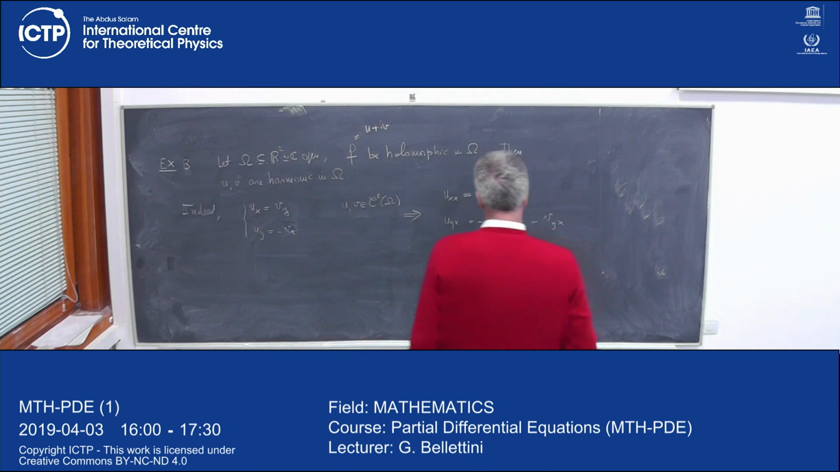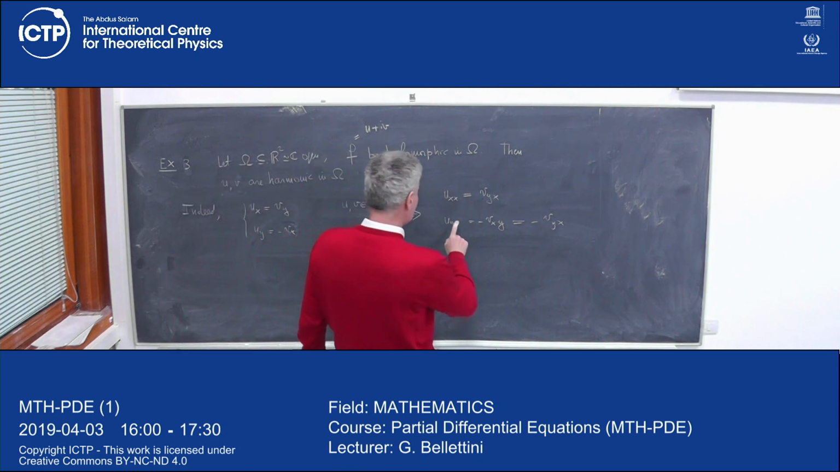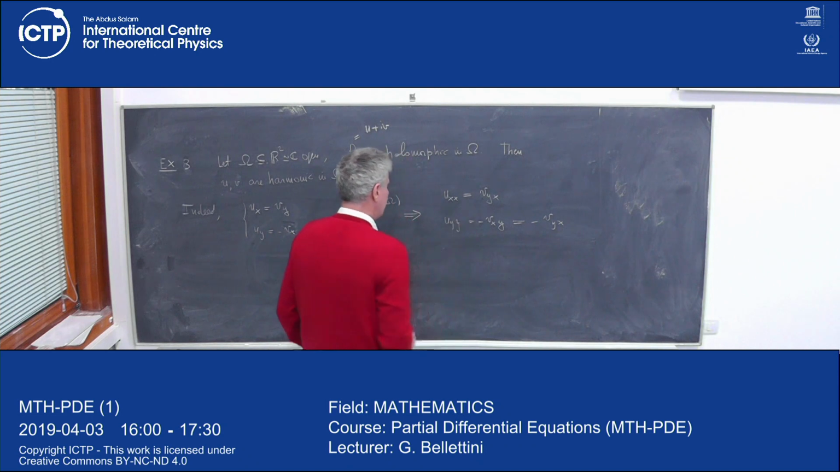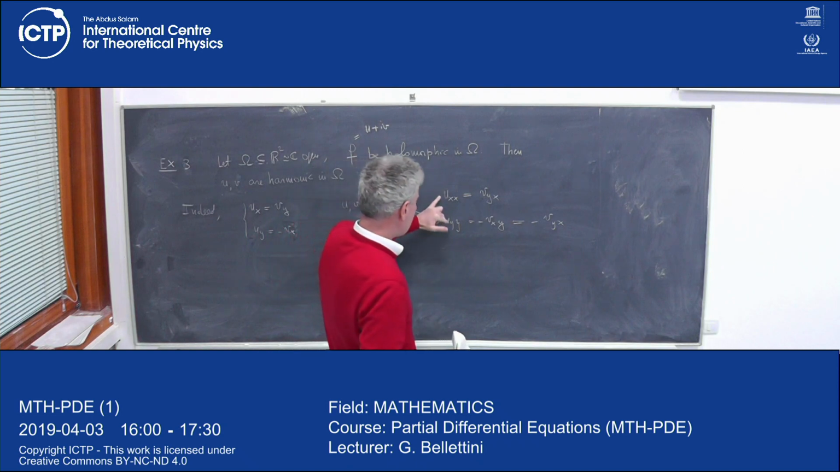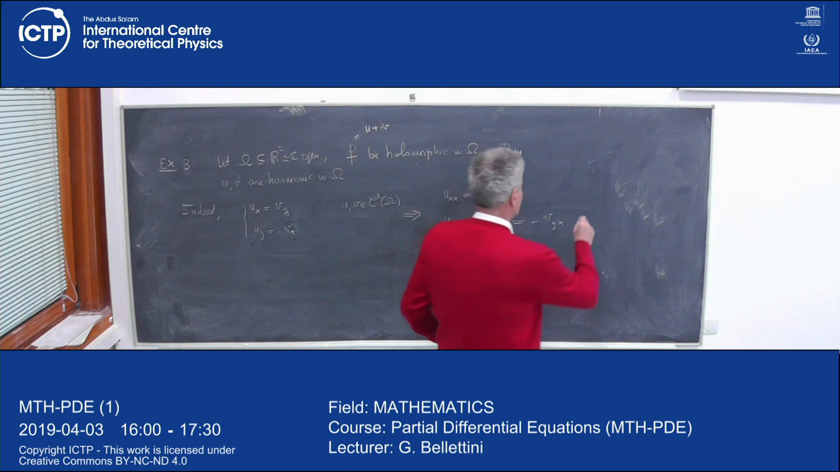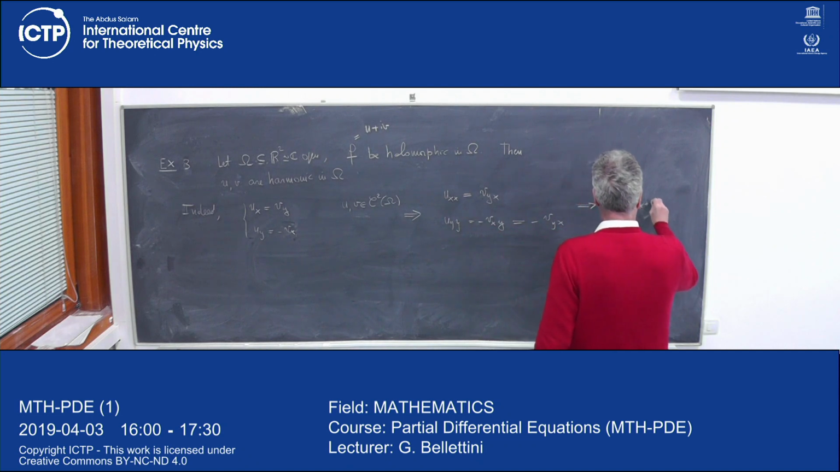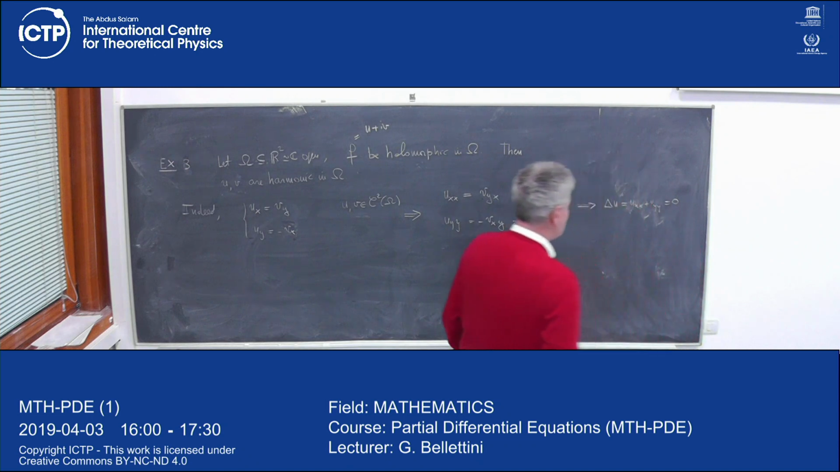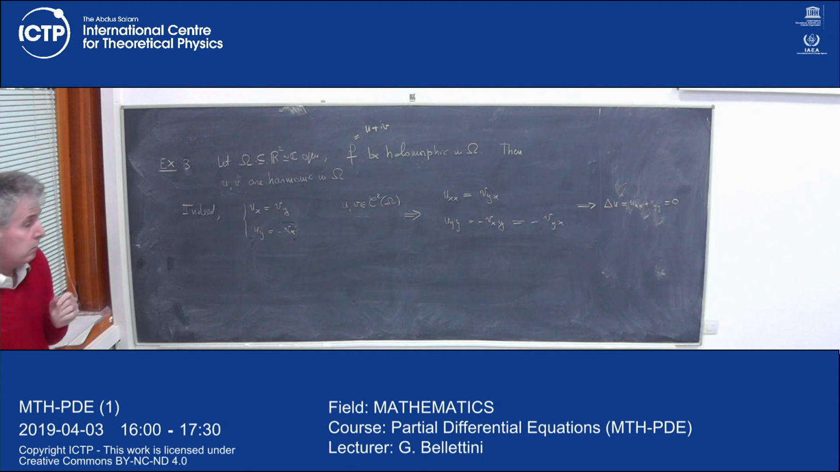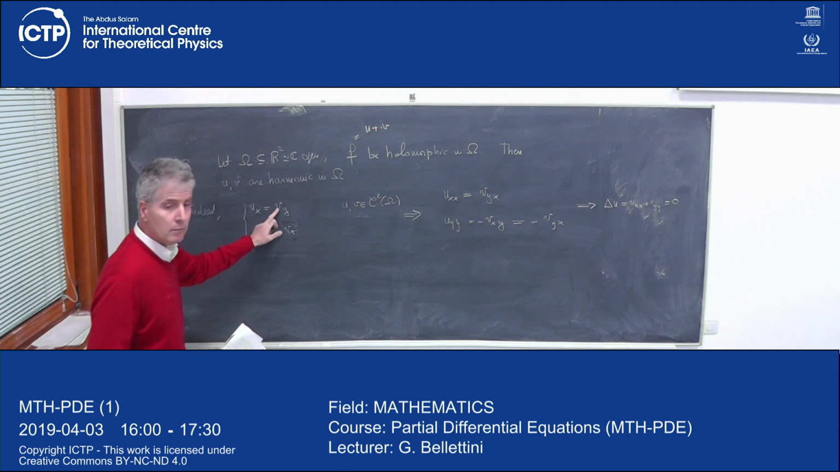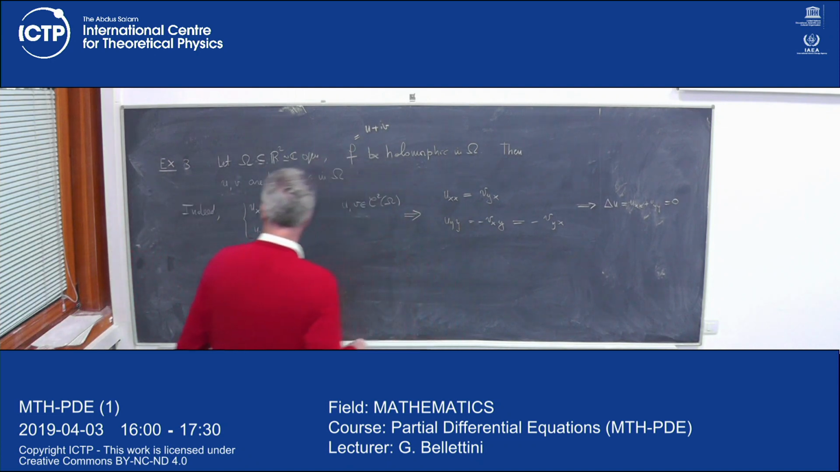Sorry, this is u_yy, and v_yx equals v_xy. So this means that now, if you take the sum of the two, u_xx plus u_yy must be equal to 0. And the same, check at home, is true for v. The same is true for v.